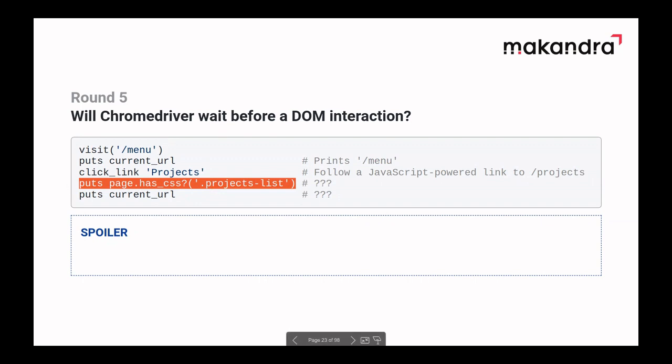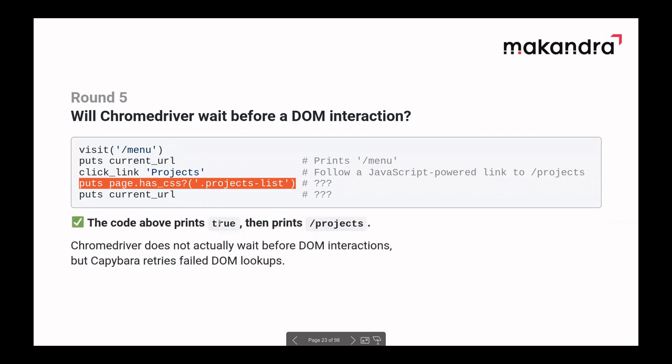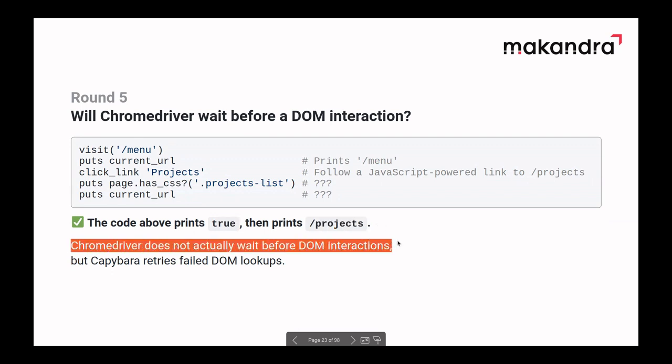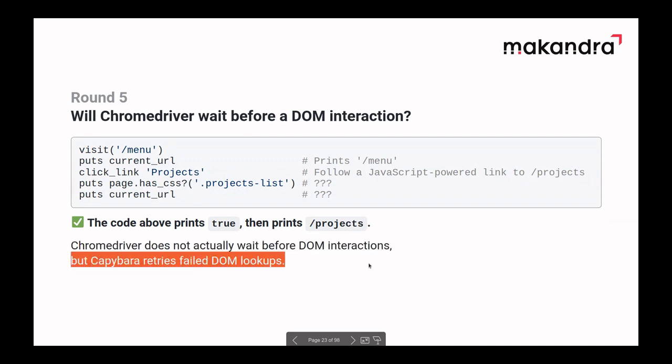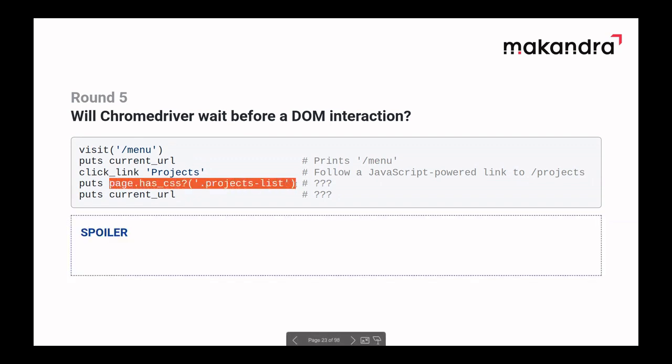So there were some correct answers in the chat. What we now see is first true and then projects. And this is not thanks to ChromeDriver, because we already discovered that ChromeDriver doesn't really wait before DOM interactions, but Capybara will retry failed DOM lookups. So basically when that selector runs, Capybara does not see an element with that selector, but it retries for a few seconds.